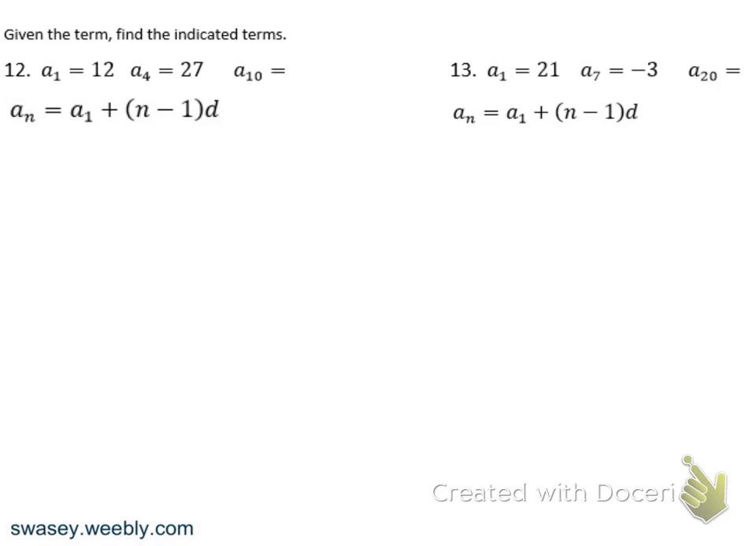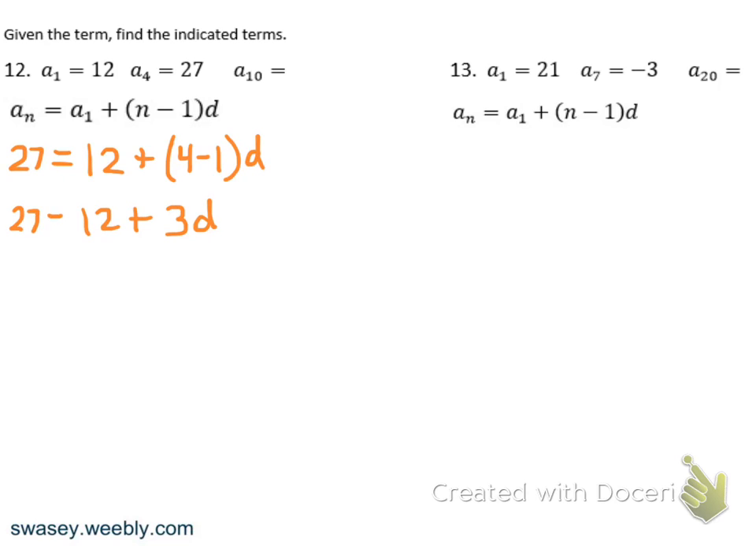All right. On these, they're giving us two different terms, and we've got to figure out a third term. So let's substitute in. A sub 4 is 27. A sub 1 is 12. And then we're going to replace n with 4. Now 4 minus 1 is 3, so we have 3d. Because if we can find the common difference, then we can build the equation and find the indicated term.